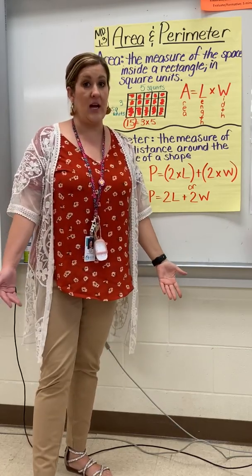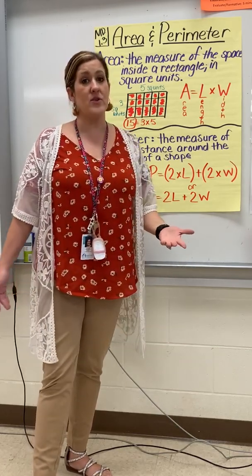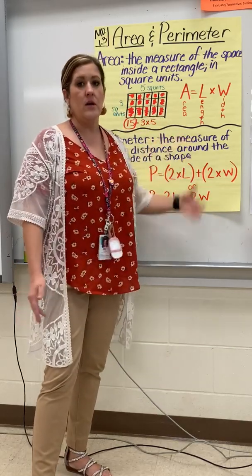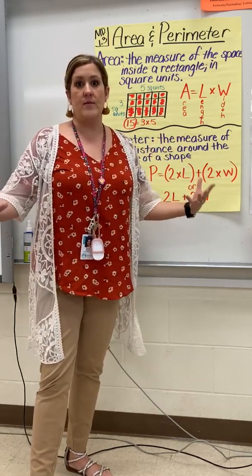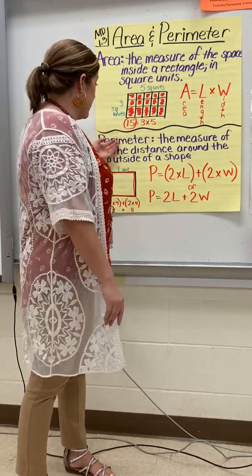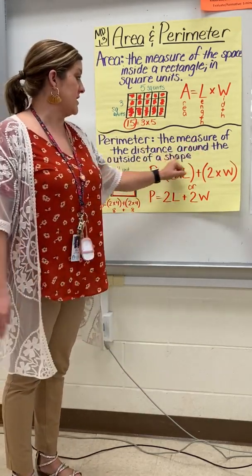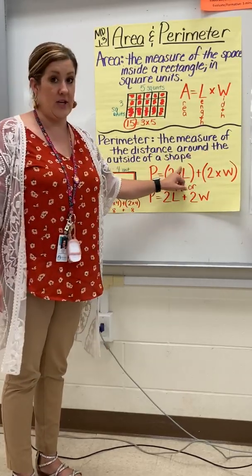Perimeter gets a little bit more challenging. It also gets more challenging when the numbers get larger. Okay? This one's very simple for an example, but the numbers will get much larger. In this case, perimeter, we talk about, is the measure of the distance around the outside of a shape.